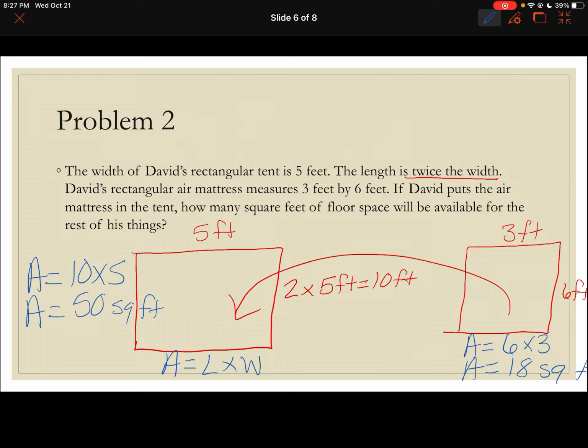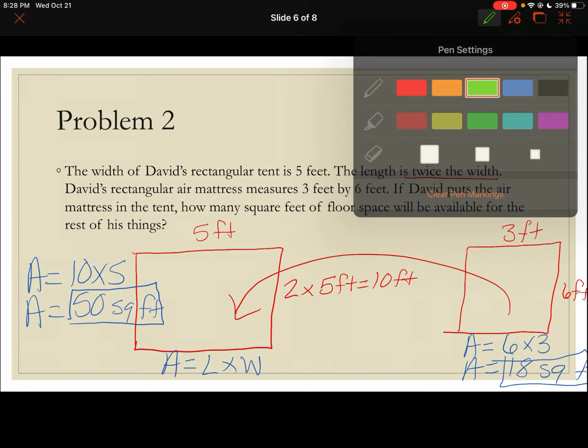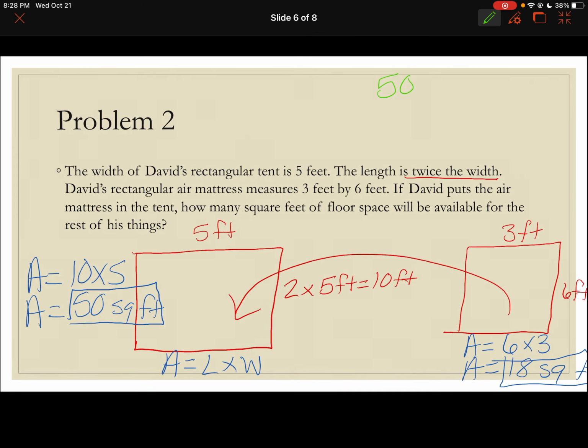So in order to figure that out, we have to take this area here of the tent and this area here of the mattress and subtract them. Change my color again. So we've got 50 square feet, 18 square feet, and we are going to subtract to know how much space we have left once we put the mattress inside the tent. So we can't do 0 minus 8, so we're going to have to regroup. 10 minus 8 is 2, 4 minus 1 is 3. So the final answer is we will have 32 square feet left for the rest of his things.